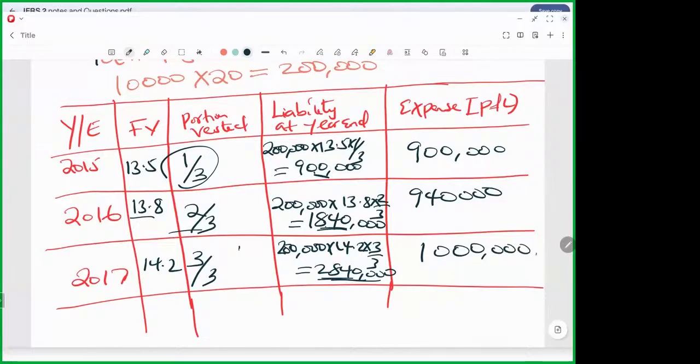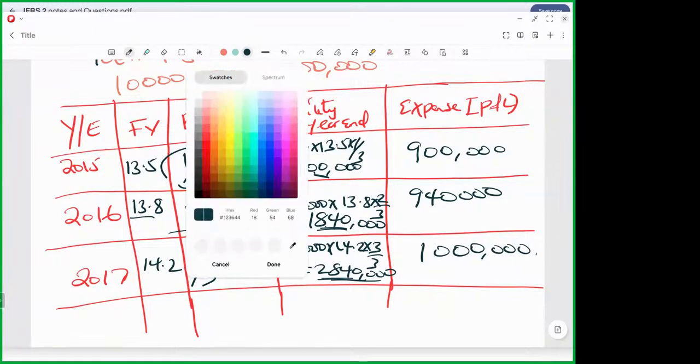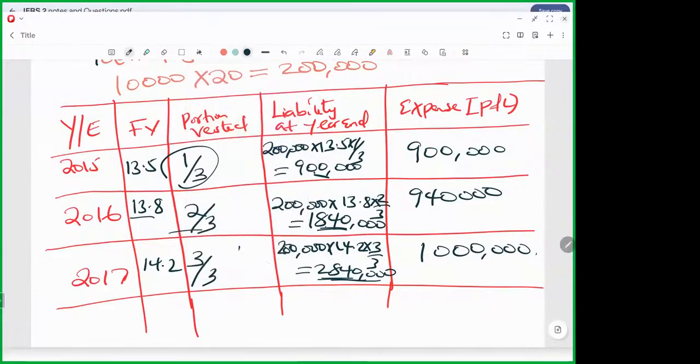So now, ladies and gentlemen, remember that this one here will be my statement of financial position extract, and this will be the P&L extract. Don't do other tables. Once you do it like that, you are good to go. And that is the end of my today's session, ladies and gentlemen.